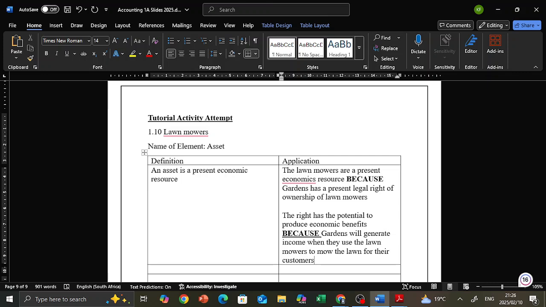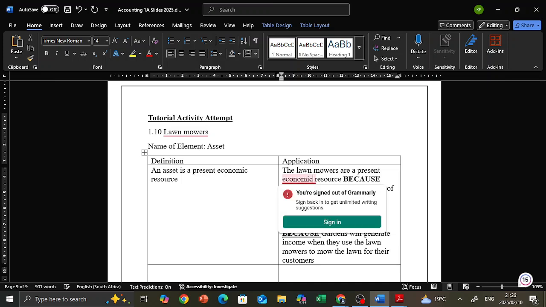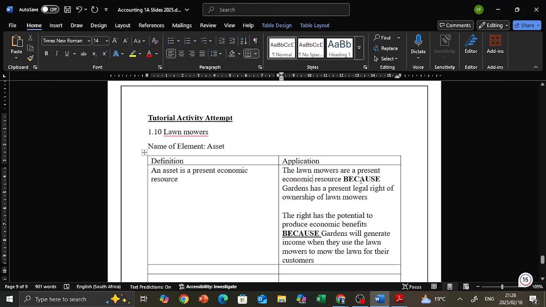How did we apply it? First we said the lawnmowers are the present economic resource, making the lawnmowers the assets. Why are they assets? Because Gardens has the present legal right of ownership over the lawnmowers. You must follow this template the whole time. Every time, even if it's a truck and a different company, you say the truck is the present economic resource because Focus Academy has the present legal right of ownership over the truck. 1 mark.